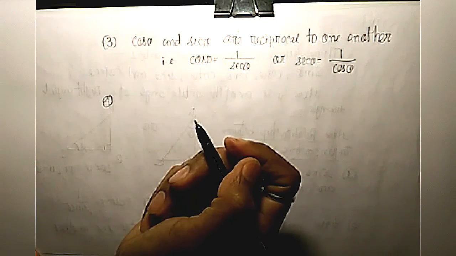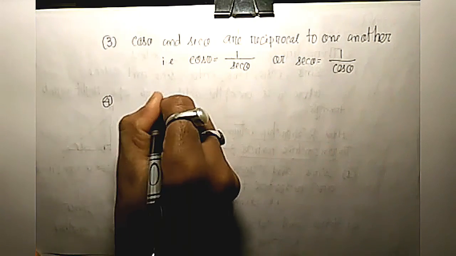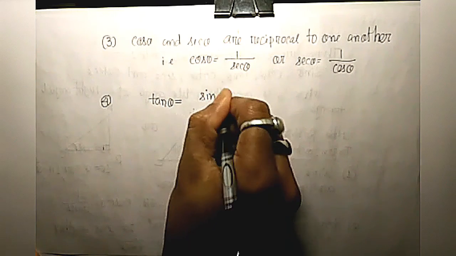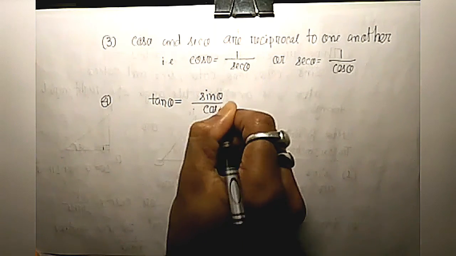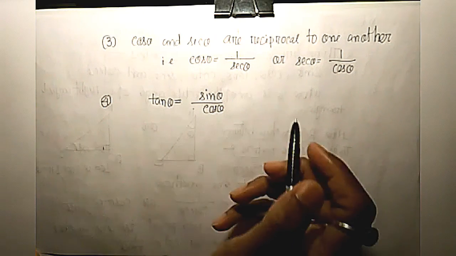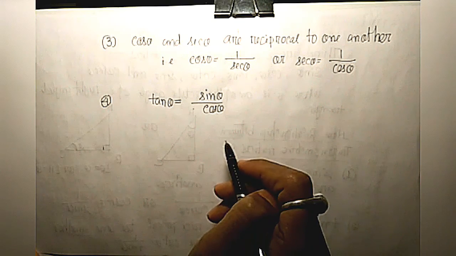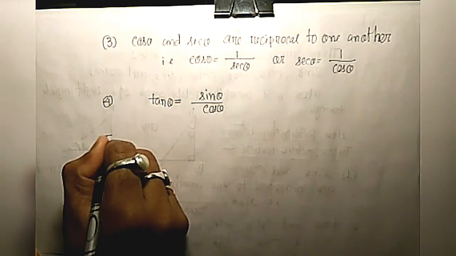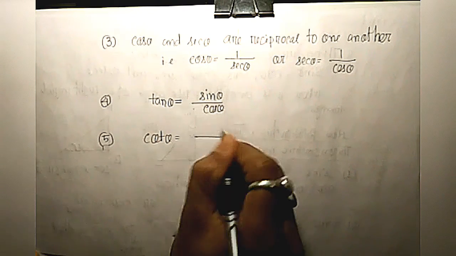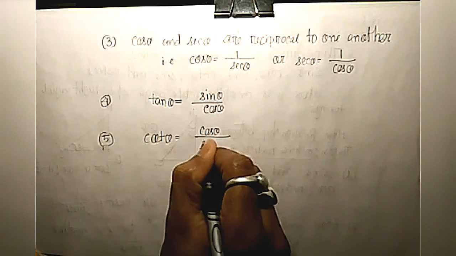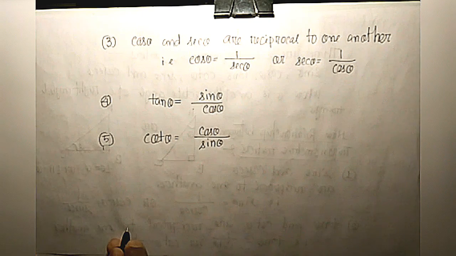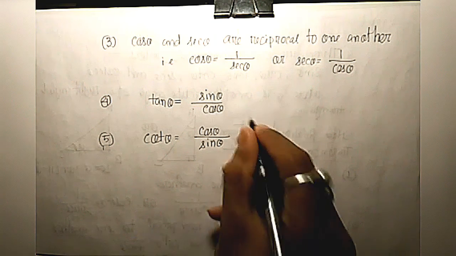Point number 4, tan theta equals sin theta by cos theta. So this is very important, you should remember. Tan theta we can write sin theta by cos theta. Similarly, cot theta is equal to cos theta by sin theta, because we know cot and tan are reciprocal to one another.